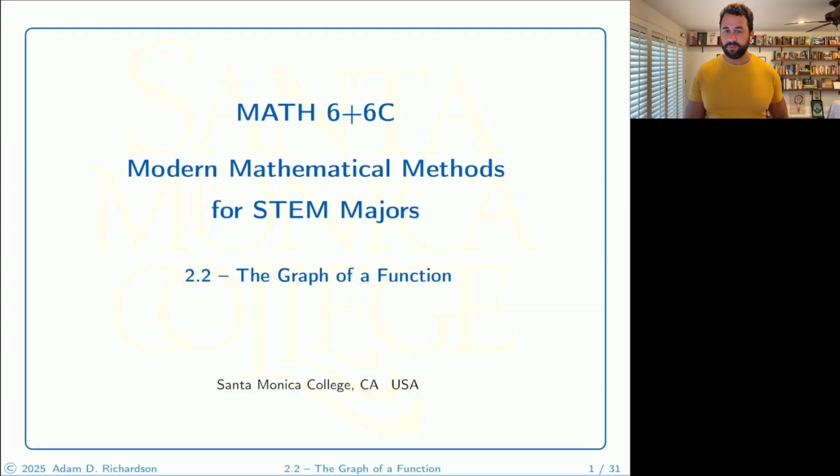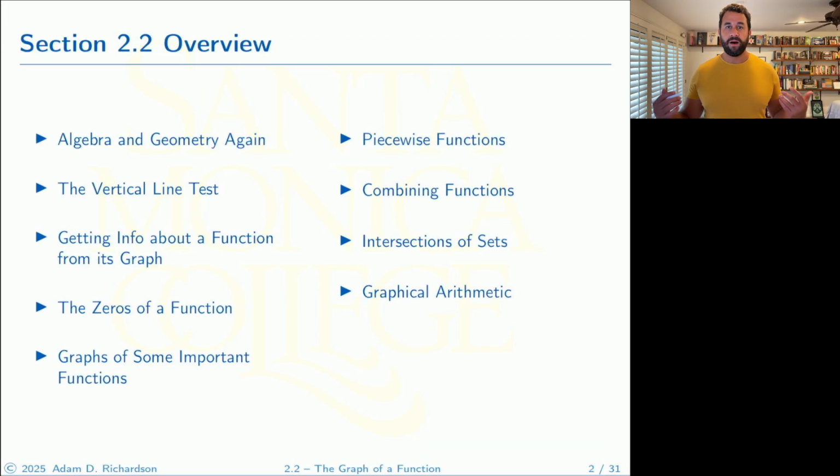Right. So section 2.2, here's a quick overview. Again, we're going to see the stitching together of algebra and geometry, BFFAE. We're going to talk about the vertical line test. You might remember that if you've seen this before. We're going to talk about how to get info about a function from its graph. One of the nice things about graphing a function is you can get information about the function itself that is easier to interpret when you have a visualization of it. We're going to talk about the very important idea of finding the zeros of a function.